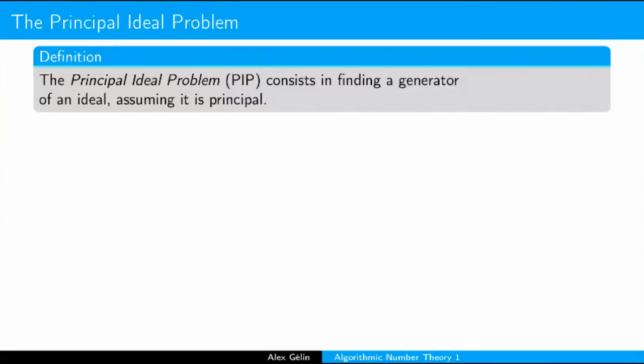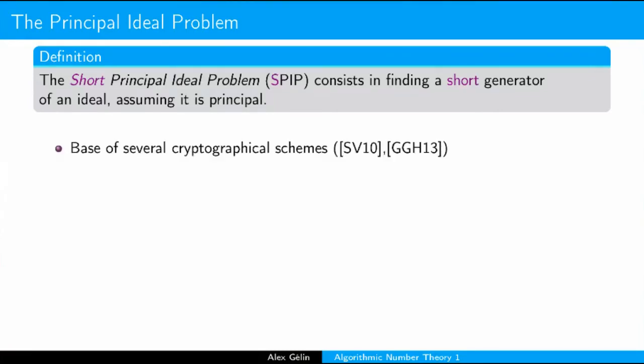Another possibility is to use the principal ideal problem. It consists in finding a generator of an ideal, assuming such a generator exists, so assuming it is principal. Of course, this cannot have application in cryptology, because in cryptology we want efficiency, so we want everything involved small. Okay, no problem. There is its little brother, the short principal ideal problem, that consists in finding a short generator, assuming such a short generator exists. This is the base of several cryptosystems.